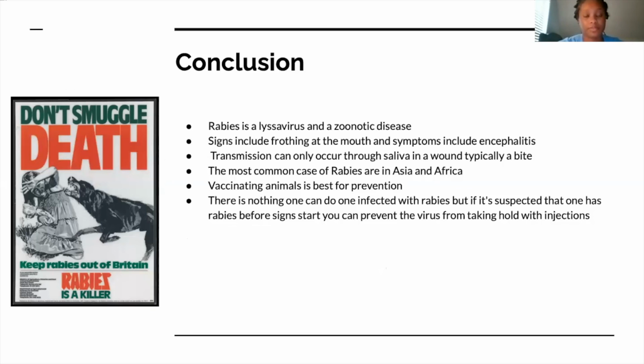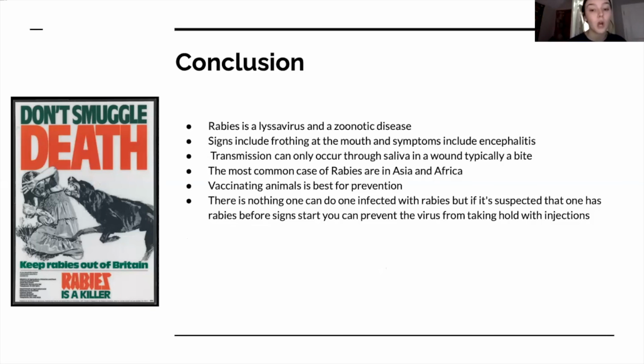Okay, everyone. So I'm sure at this point you know all about rabies, but we're going to go over what we have learned in this presentation. Rabies is a lyssavirus, and it's also a zoonotic disease, meaning that it's spread from animals to humans. Common signs include frothing at the mouth, and symptoms would be encephalitis. Transmission can only occur through saliva and a wound, typically a bite.